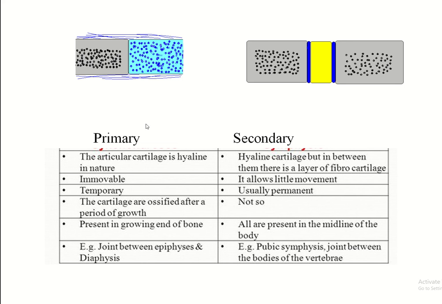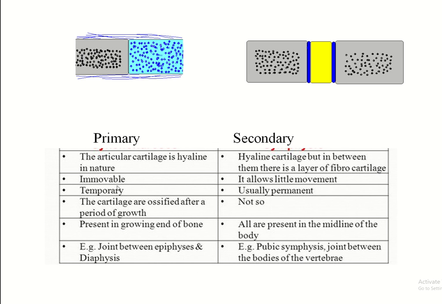This is primary cartilaginous joint, this is secondary cartilaginous joint, and this is the difference. Here two bones are articulated by hyaline cartilage, and the articular surface of the bones is covered by a thin plate of hyaline cartilage, and two hyaline cartilages are separated by the fibrocartilage. This is the structure of the secondary cartilaginous joint.